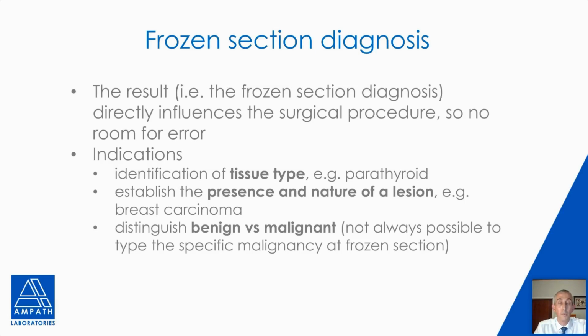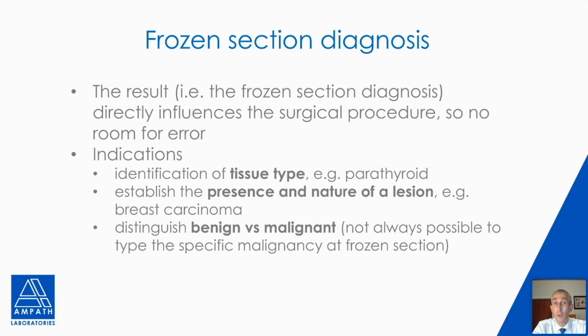Concerning indications, frozen sections are requested to identify a tissue type. Here I may mention an example of a patient with a parathyroid adenoma. However, during exploratory surgery, a parathyroid adenoma in the neck may resemble a lymph node, and we are called to identify the parathyroid tissue so that the surgeon doesn't remove a lymph node and leaves the parathyroid adenoma behind.